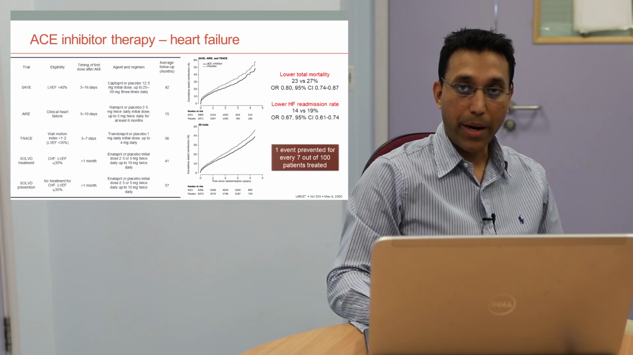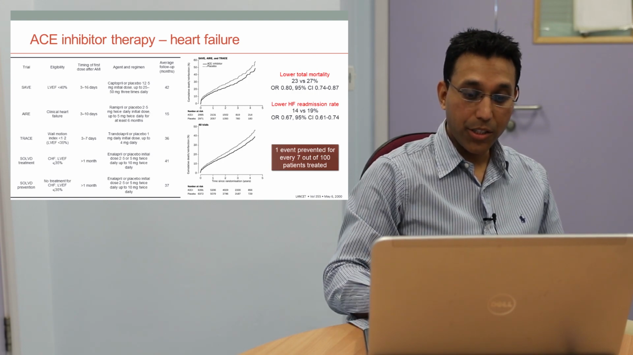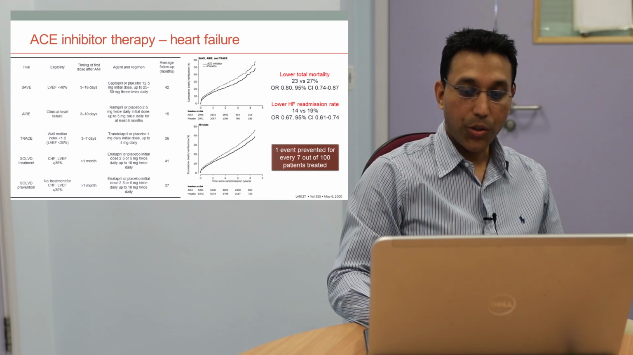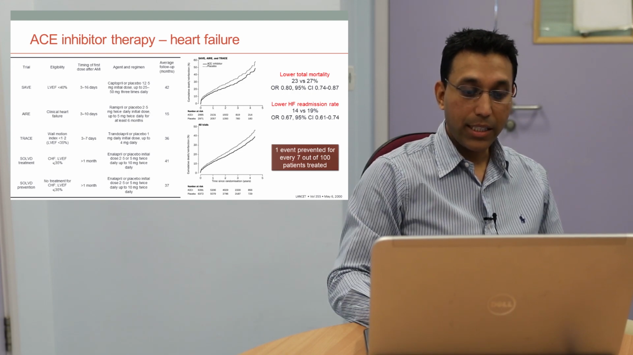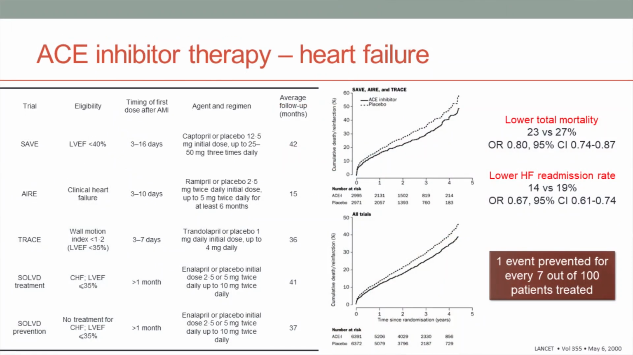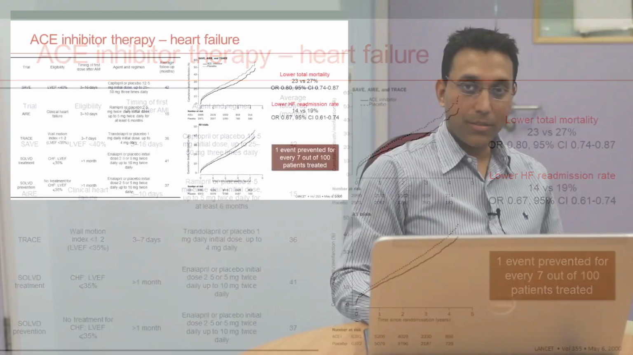The benefit of treatment was apparent quite soon after the start of treatment, and you'll note there was also continuing divergence in the mortality curves during the follow-up that exceeds 4 years. There was a lower rate of readmission of heart failure, so 14% compared to 19%. There was a lower incidence of myocardial infarction, 9% versus 11%, but no difference in stroke. Overall, there was a significant reduction in death, myocardial infarction, and heart failure hospitalization. And this translates into 7 patients with at least one event prevented for every 100 patients treated.